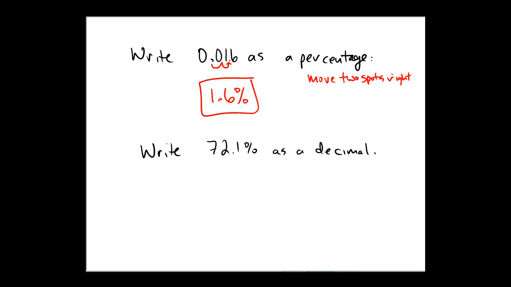For the other type of problem, for changing a percentage into a decimal, move 2 spots left. So 1, 2. Usually we like to write a 0 in front sometimes in order to recognize where the decimal spot is, and we would write this as 0.721.